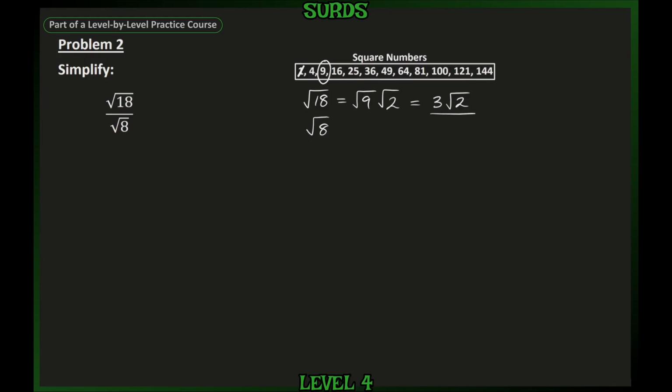Similarly, if we look at the square root of 8, this can be rewritten as the square root of 4 times the square root of 2. And again, importantly, 4 is a square number, which means that we can square root it, and this becomes 2 root 2. So our fraction, root 18 over root 8, just becomes 3 root 2 over 2 root 2. And we can divide the top and bottom by root 2, or we can cancel those root 2's out, and we're just left with 3 over 2, which can't be simplified any further. So 3 over 2 is our final answer to problem 2.